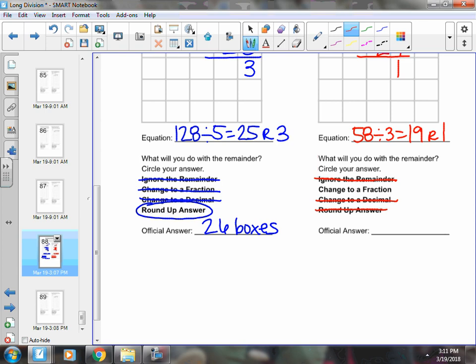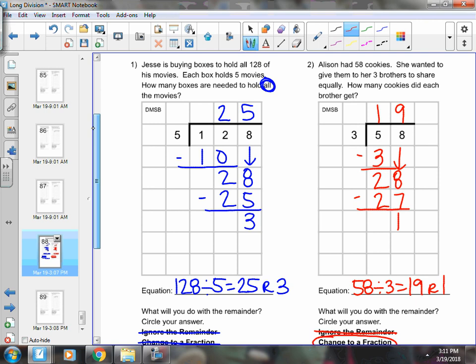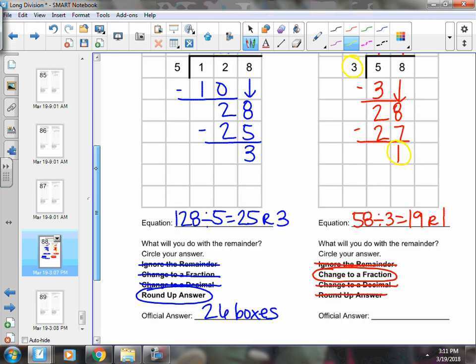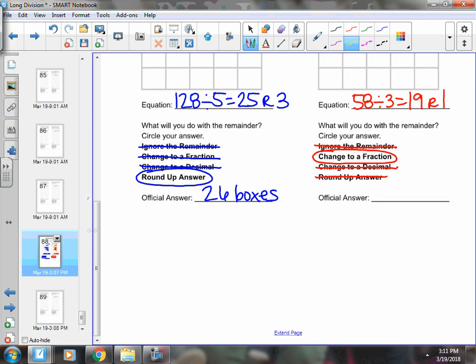So things that you can break into pieces, let's do that. Let's change it to a fraction. And the fraction can be found right in the problem. We have 1 cookie divided between 3 brothers. So that would be 1/3. So each brother gets 19 whole cookies and a little bit of a bonus, 1/3.